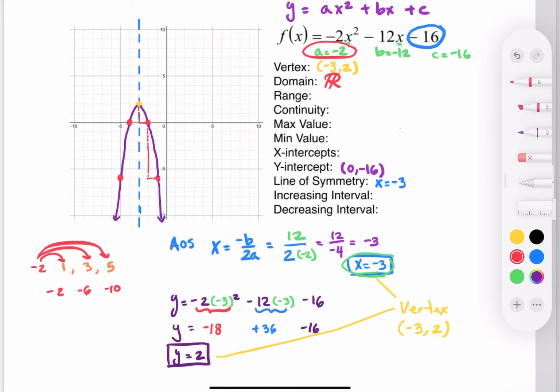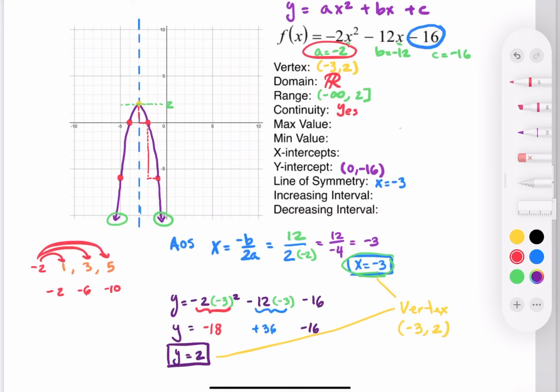Now the range, again, it's from bottom to top. Well, if we take a look at the bottom of our graph, it's going down forever. And that's what these arrows mean. And the top of our graph is right over here at y is equal to 2. So our range is going to start off at -infinity because it keeps going down forever. And the top of our graph is going to be at 2. And it does include that 2, so I'm going to put a bracket there. There will always be continuity with these quadratic equations. So that's going to be yes.